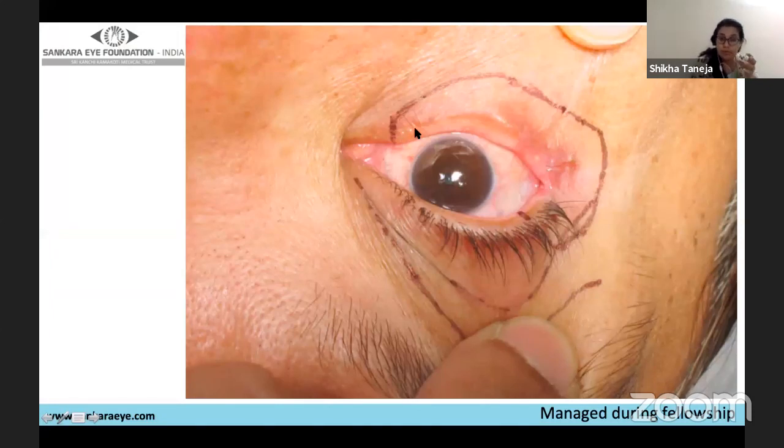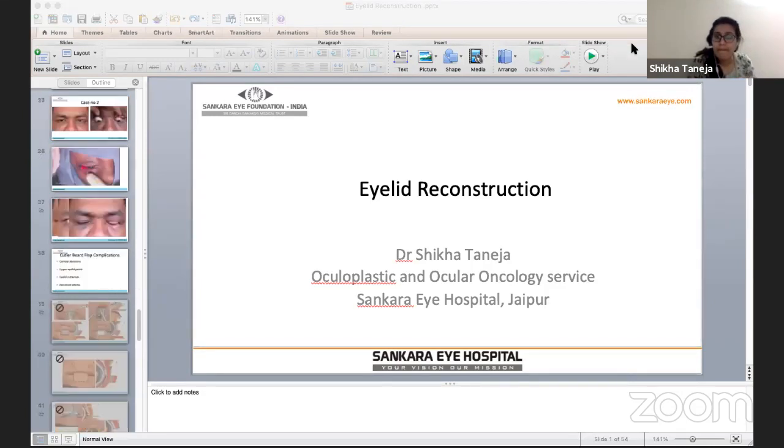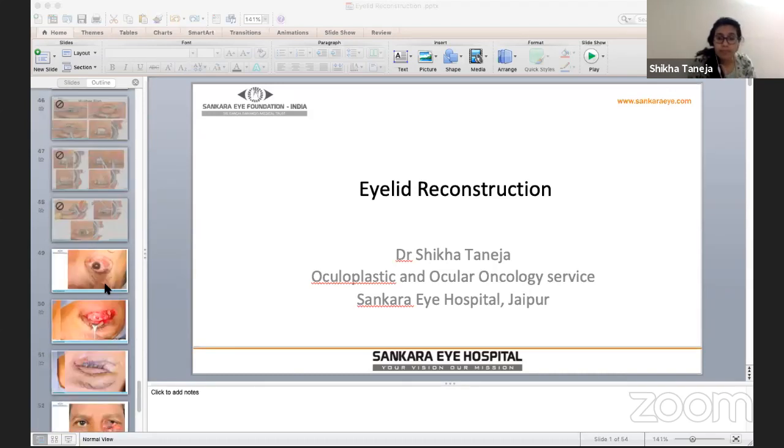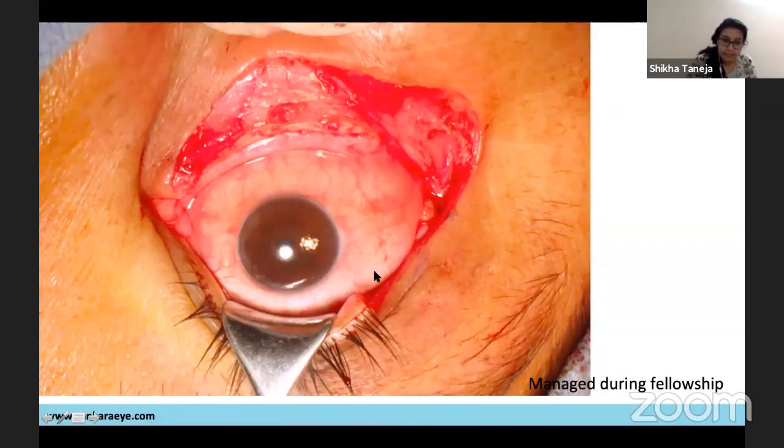So we need to take a 4 mm clear margin. So this is what is marked. This was the amount to be excised. Yeah, so this is the amount of the eyelid to be excised. This is how it looks post excision. This was our defect. So let's again do that checklist.